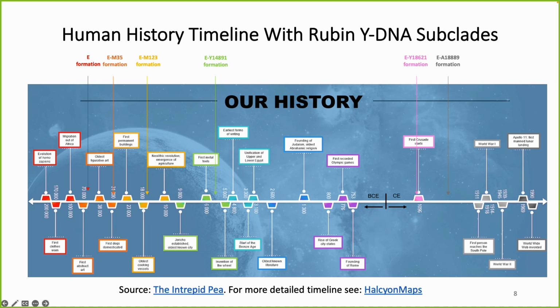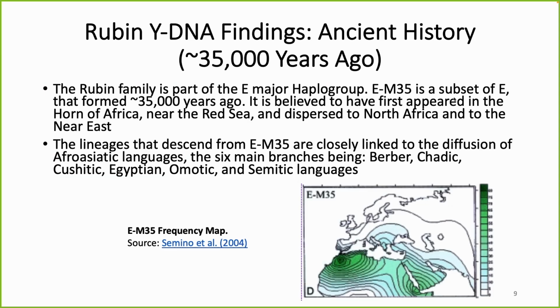And then E14891, we're getting closer to the ancient world. It's still 5600 BCE. And then we have a big jump here, and this is important. This is a big jump in time. EY18621 and EA18889. Again, we will go over all of this, but I think this is just helpful to see some notable moments in human history, and we're going really far back in time to go back 65,000 years ago.